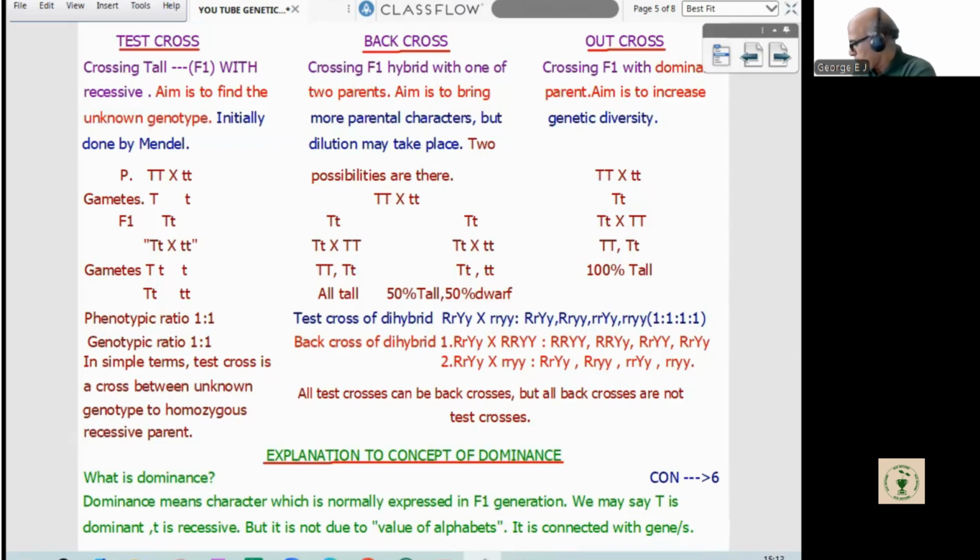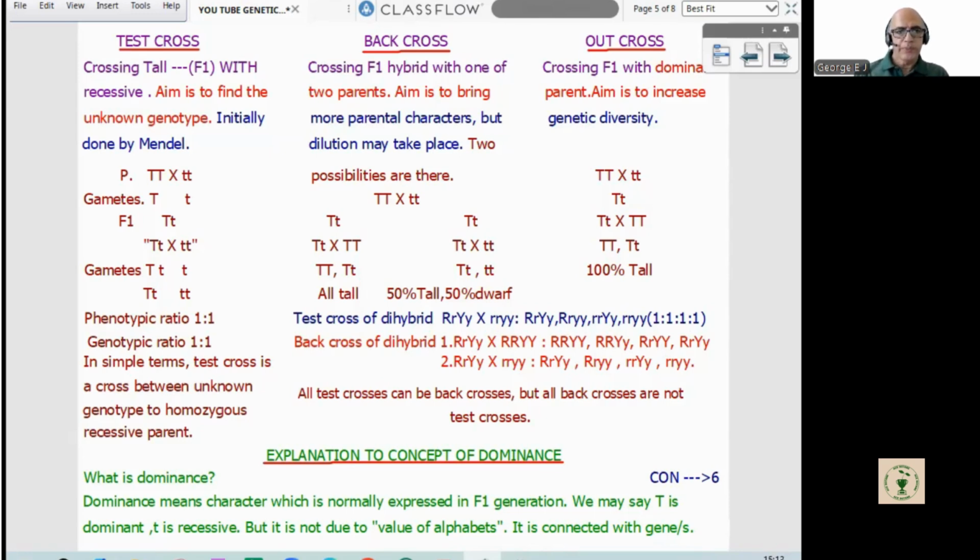That is the aim of test cross. In NCERT, there is a diagram for it. That is page number 59. Unfortunately, I haven't put it here. So page number 59, you can find a typical test cross that is illustrated.